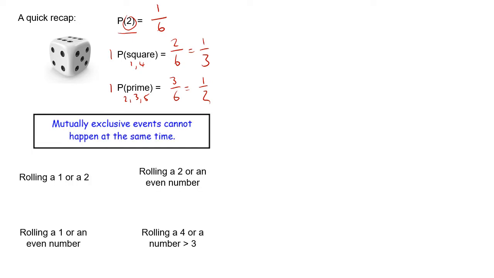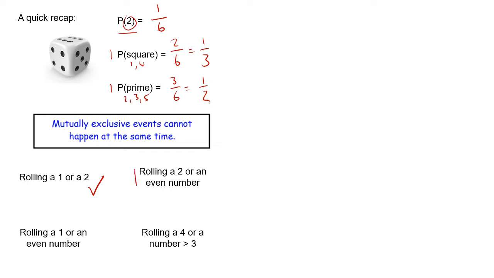Now, mutually exclusive events cannot happen at the same time. And it's really important to make sense of this idea. So I've got some pairs of events here. We just need to think about which of them could happen at the same time, so they're not mutually exclusive, and which ones cannot happen at the same time, so they are mutually exclusive. So on a dice, rolling a 1 or a 2, that cannot happen at the same time, so they are mutually exclusive events.